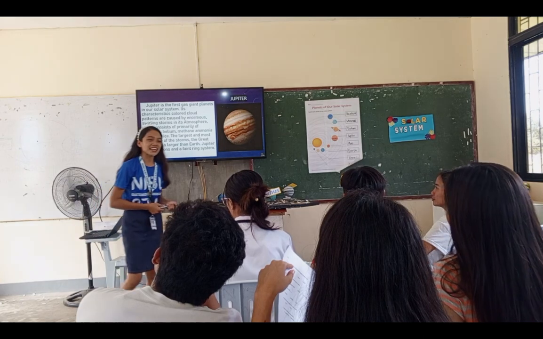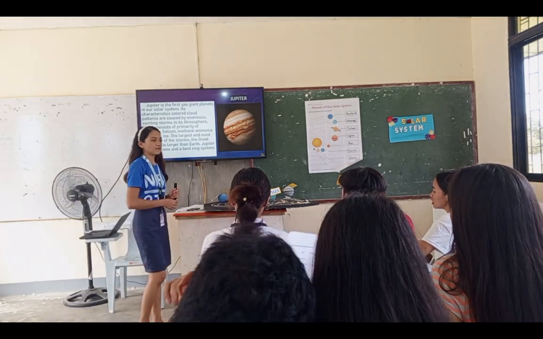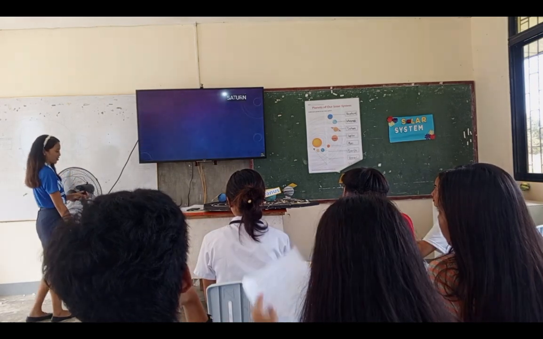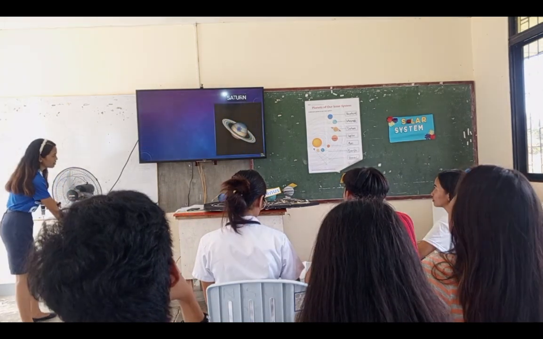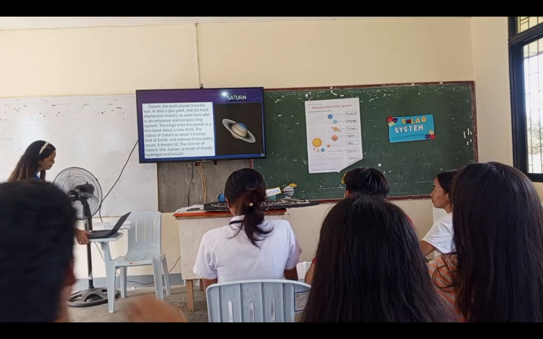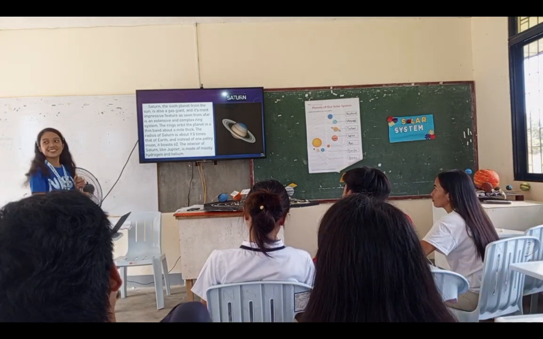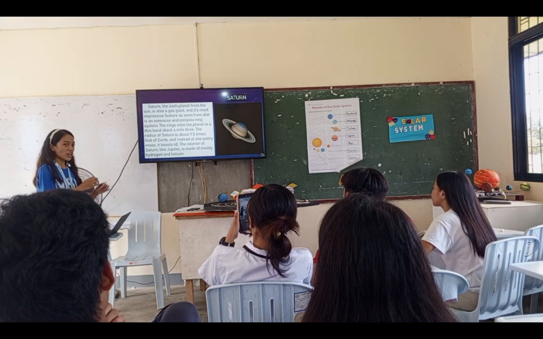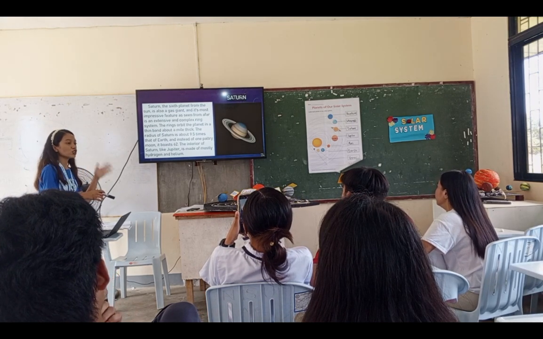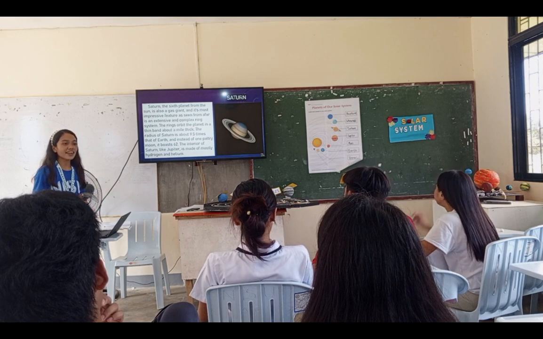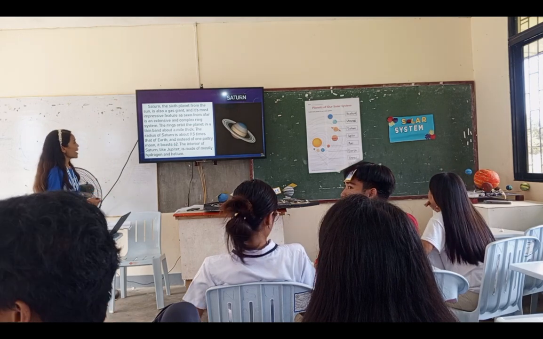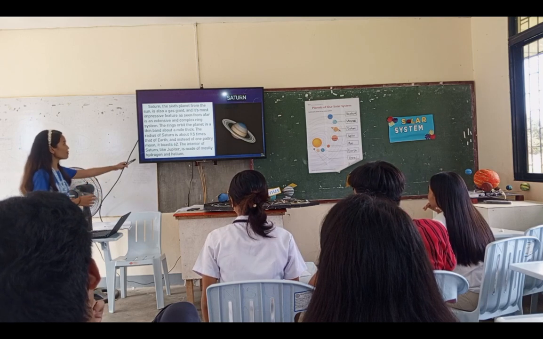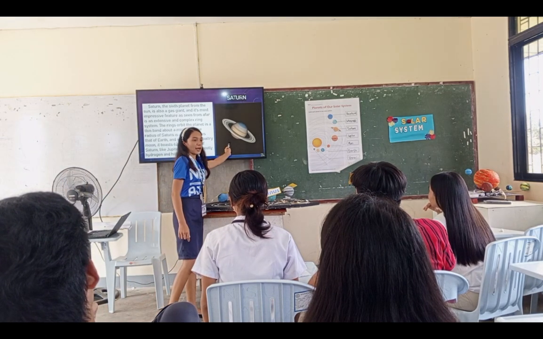Now, what planet follows Jupiter? Saturn. That's right, the planet Saturn. Saturn is the sixth planet from the sun. It is also a gas giant. Just like Jupiter, Saturn is also a gas giant, and its most impressive feature, as seen from afar, is an extensive and complex ring system.